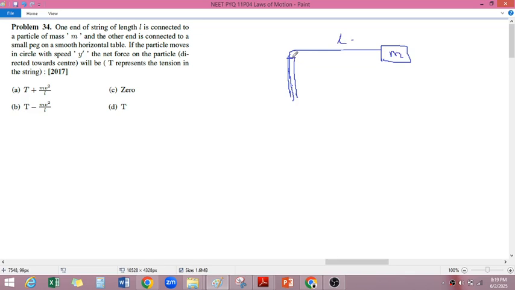The particle moves in a circle with the speed of y dash. I think it's a printing error. Speed means we don't give y, I think we will give v. Let's take this as velocity v. So it's moving around with the velocity v, circling. The net force on the particle directed towards the center is.